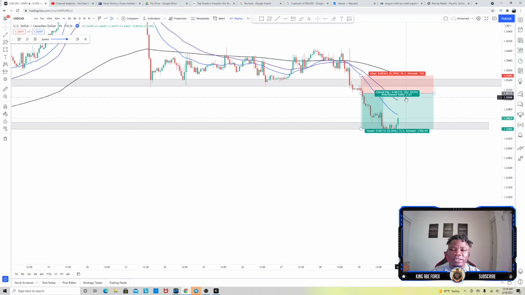So guys, this is how you use this strategy for a buy or for a sell trade. And always remember to move your stop loss to entry price if you're using more than one take profit.